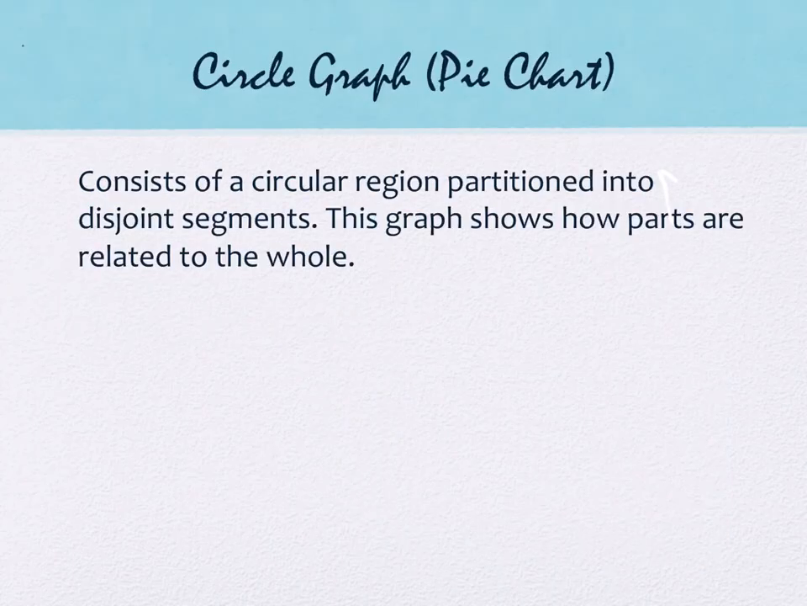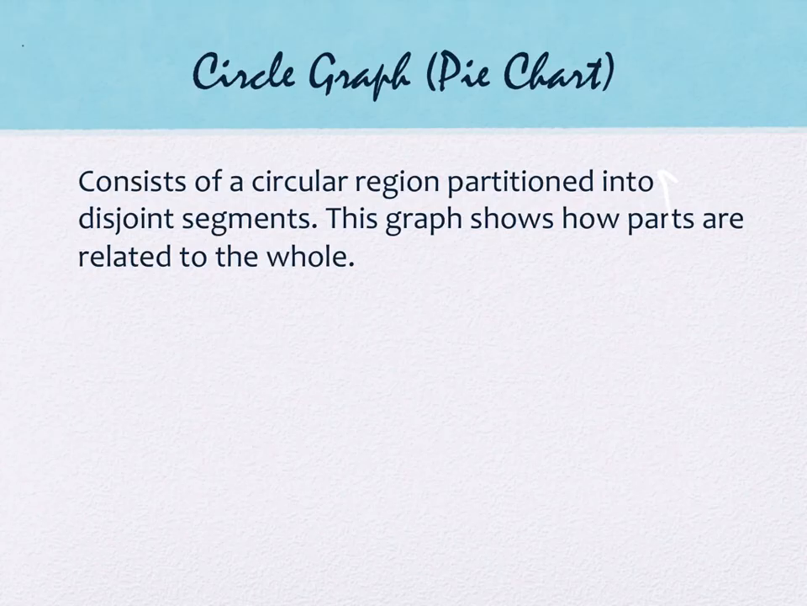All right, our last graph that we're going to do is a circle graph or pie chart. It consists of a circular region partitioned into disjoint segments. This graph shows how parts are related to the whole.